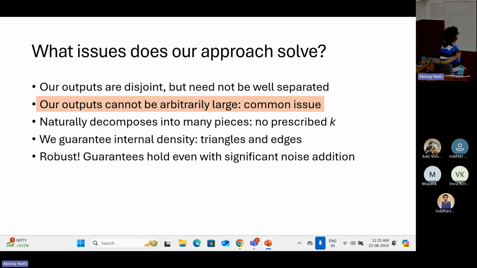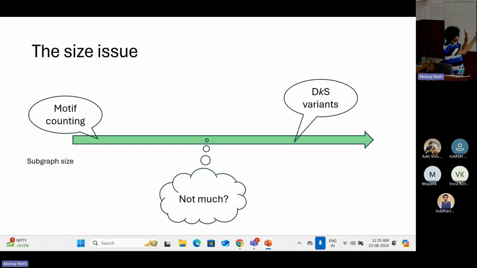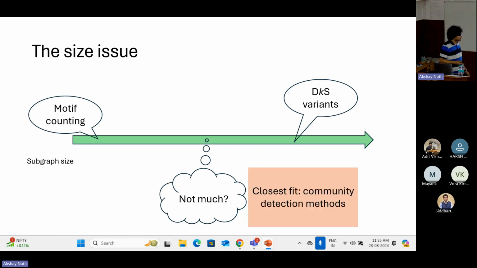Sorry. The other thing is our outputs cannot be arbitrarily large. Turns out this is actually a common issue across community detection methods. But again, we have these three things. So that ON things I meant the densest subgraph variants. And turns out that the community detection methods also have these issues.